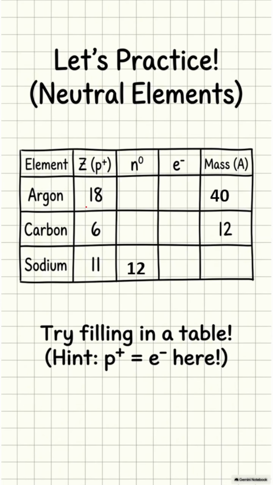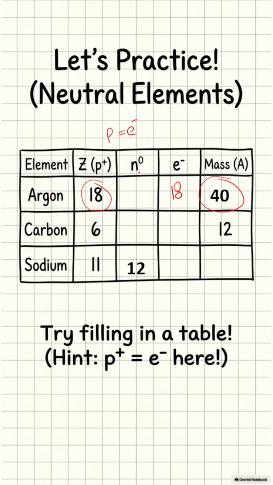Neutral elements cheat sheet. Here you can see argon having the atomic number of 18 and its mass number is 40. You have to calculate the number of electrons and the number of neutrons. Argon is neutral in nature, it carries no charge. In that case, the number of protons is exactly equal to the number of electrons. So in this case, the number of electrons is also 18.